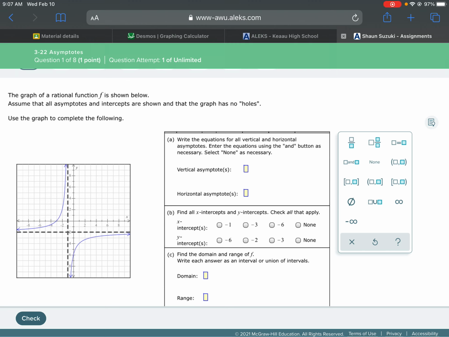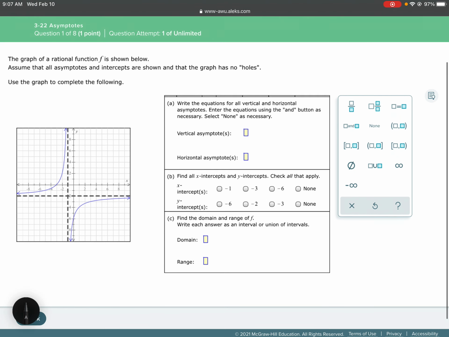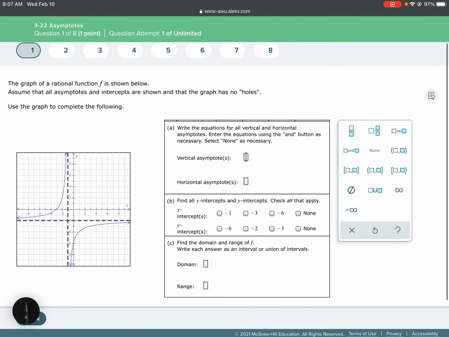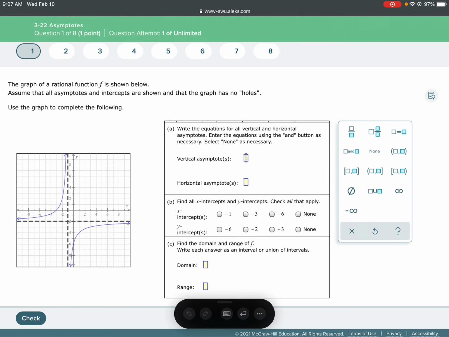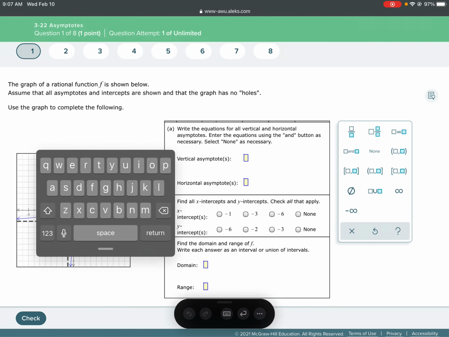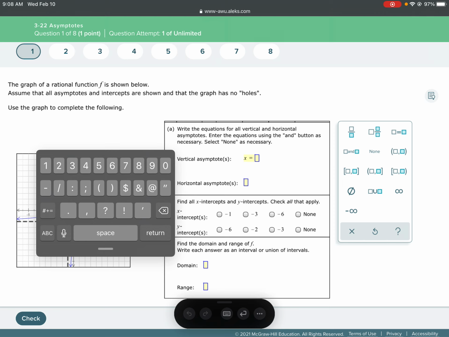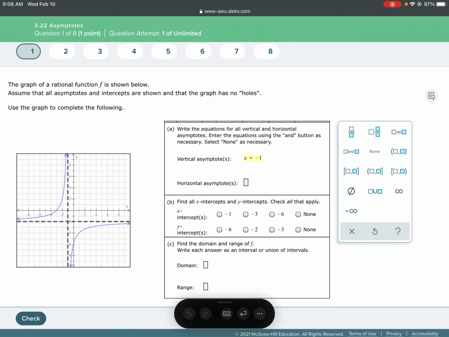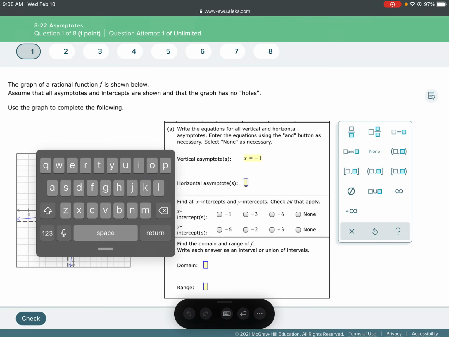we can see it's at -1. So we're going to say x equals -1. Now if we check our horizontal asymptote, the line that's going across, it looks like it's at -2. So we're going to say y equals, it's crossing through the y-axis, y equals -2.